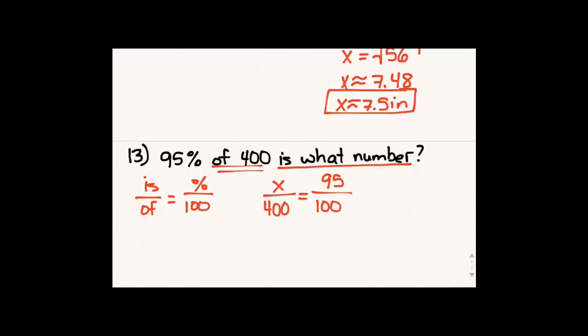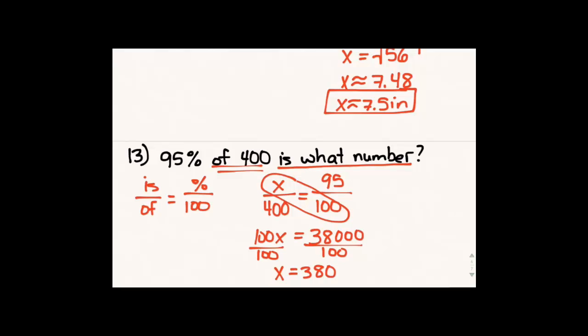So we're going to cross multiply. We get 100x equals 38,000. And when we divide both sides by 100, we get x equals 380. And that makes sense because 380 is pretty close to 400, and 95% is pretty close to 100%.